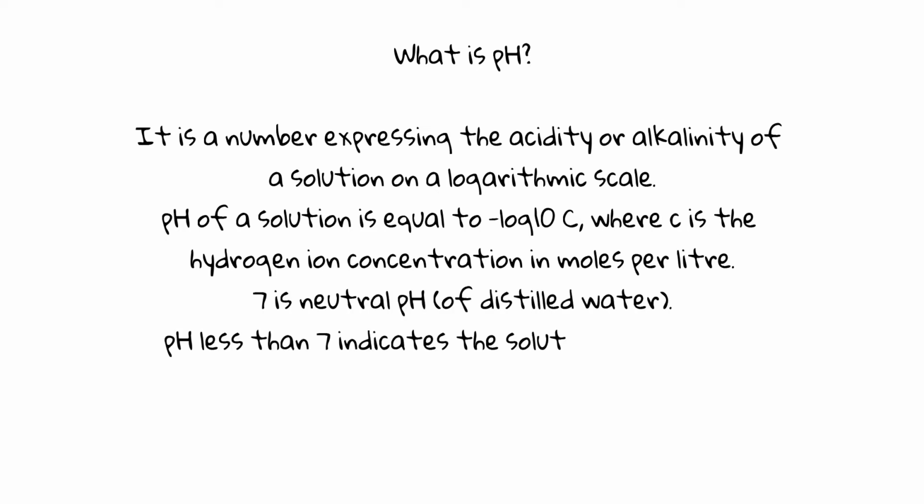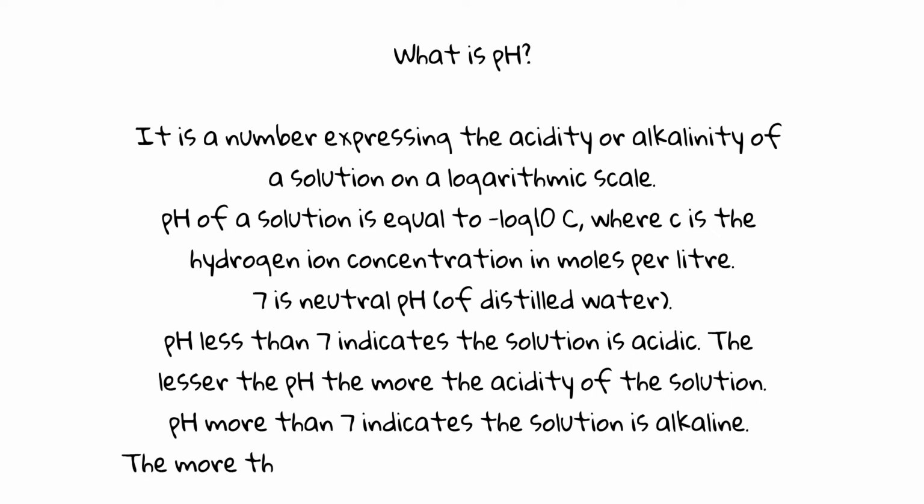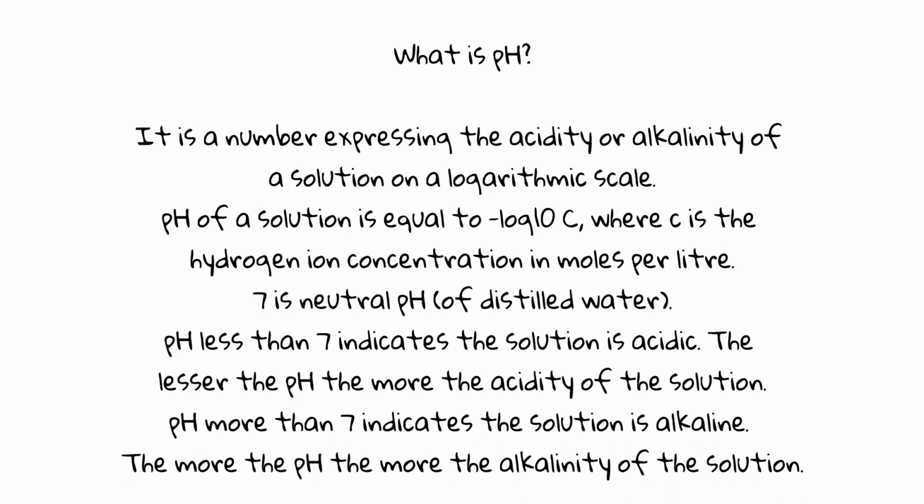pH less than 7 indicates the solution is acidic. The lesser the pH, the more the acidity of the solution. pH more than 7 indicates the solution is alkaline. The more the pH, the more the alkalinity of the solution.